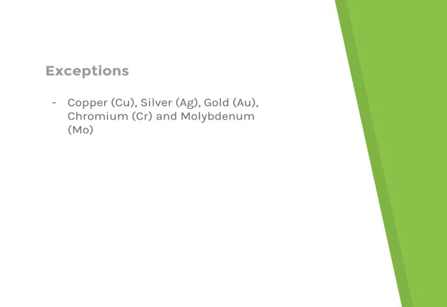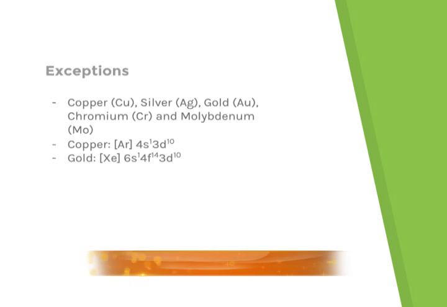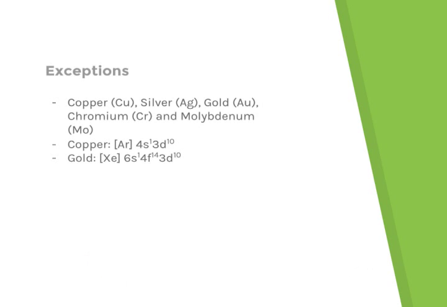So here are some examples of what their configurations look like written out. Keep in mind I am using the simplified notation. Copper is [Ar] 4s1 3d10, and gold is [Xe] 6s1 4f14 5d10. So even though both of these are the 9th element in the d group, we remove an electron from the s and add it to the d, and the other exceptions are all just like this.